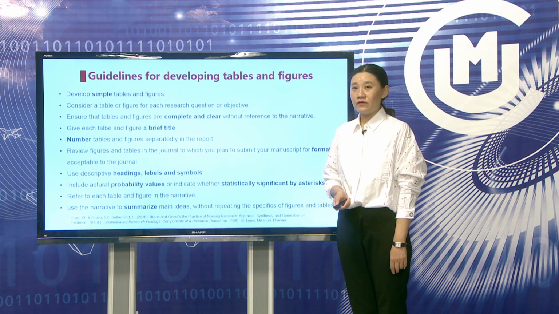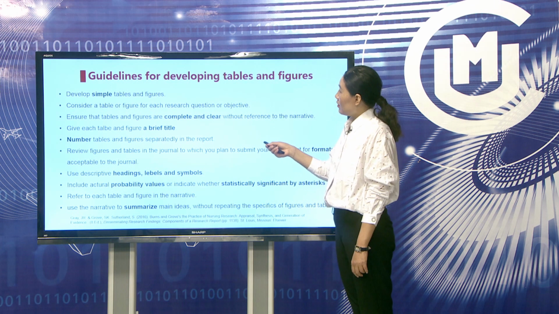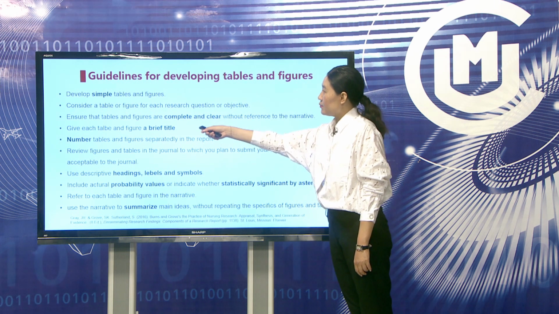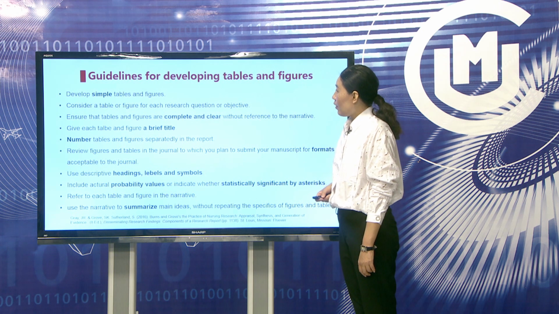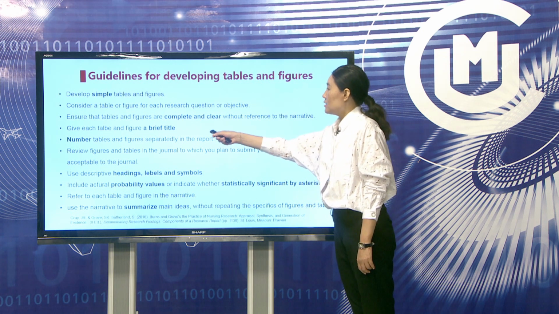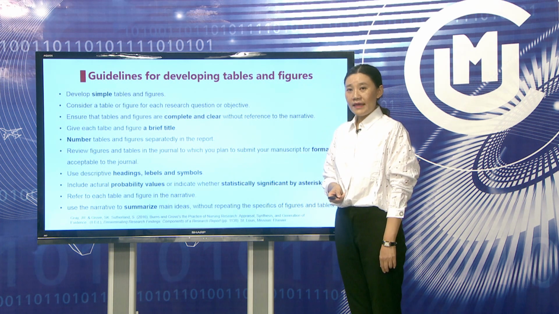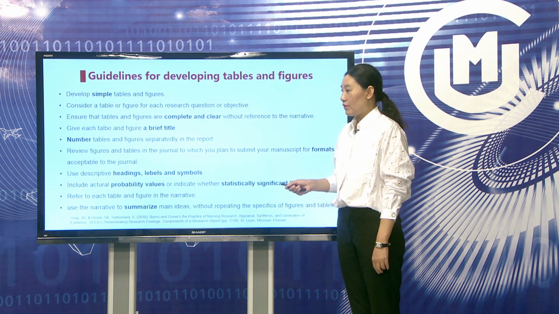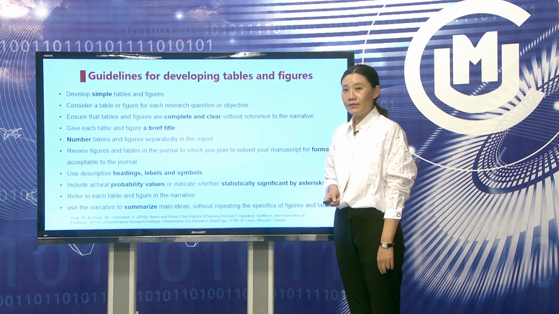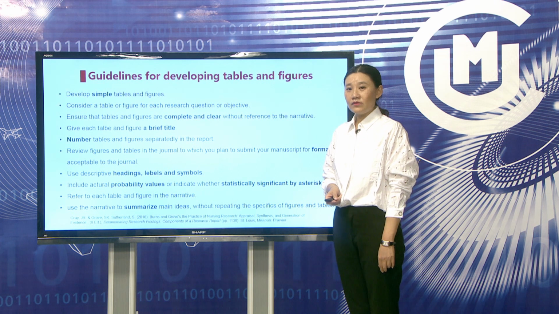Here are guidelines for developing tables and figures in research reports. Tables and figures should be as simple as possible. Good tables or figures should present the results completely and clearly with a brief title. Also, tables and figures should be numbered for easy reference. At the same time, important things can be highlighted in the text. More extensive guidelines and examples for developing tables and figures for research reports can be found in the APA publication manual.